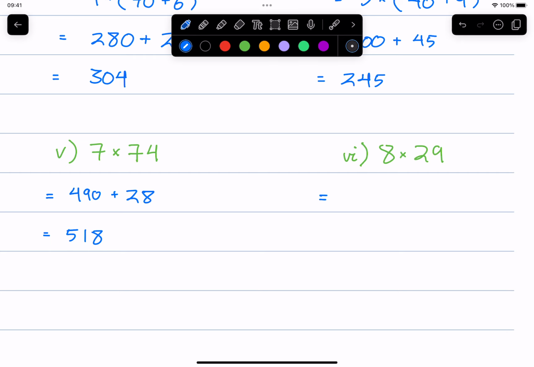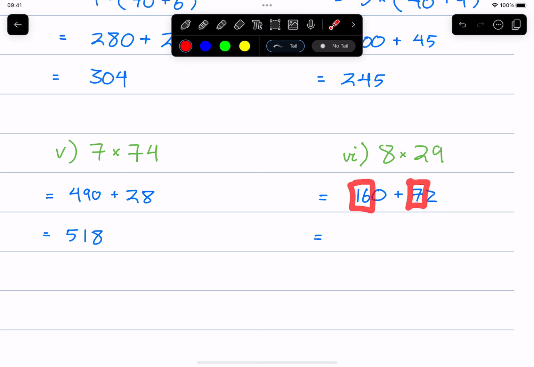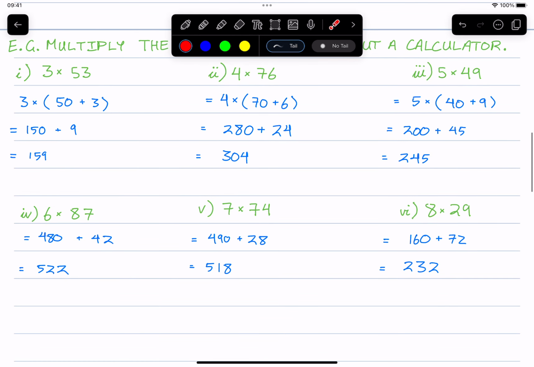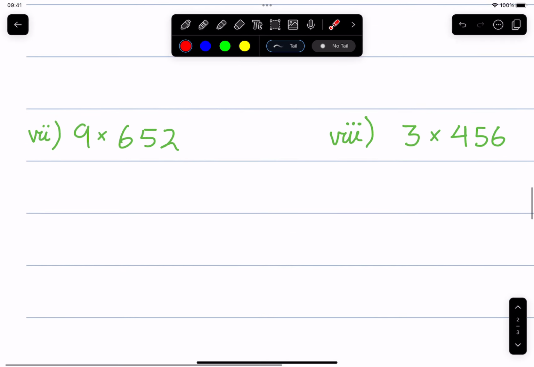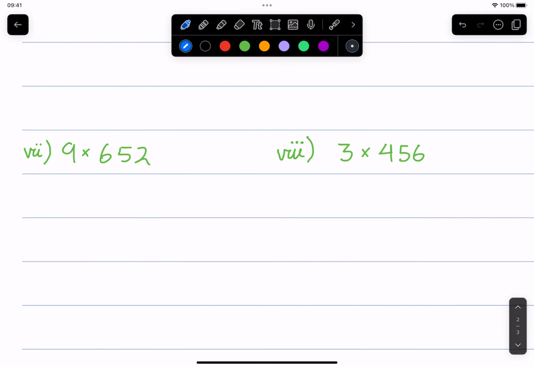Once again, we'll do the same thing. 8 times 2 is 16, but 8 times 20 is 160. 8 times 9 is 72. 16 plus 7 is going to be 23. And then the 2 is just 0 plus 2. Now if it's too difficult trying to do from here to here in one step, you can always rewrite this out. Now even with 3 digits, the method remains the same.